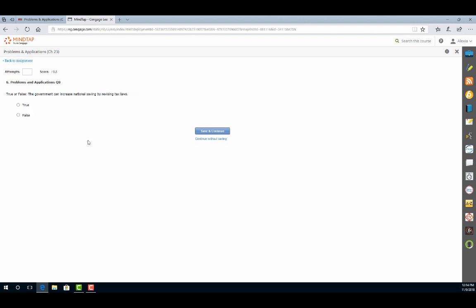Okay, so let's see. This question is true, false. So be careful. The true, false says the government can increase national saving by revising tax laws. So national saving, what do you think? Can they increase national saving if they revise tax laws? And I think you'd be able to answer that one.